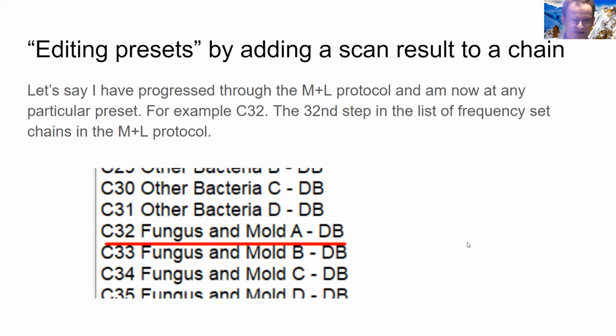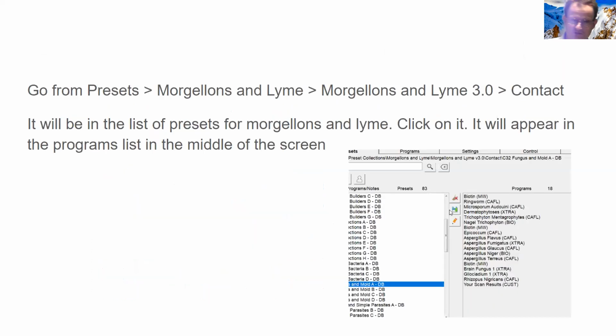So now we're going to look at how I would do something with this. Go from the presets of Morgellons and Lyme to Morgellons and Lyme 3. That's how you get to all of the sets chains within the Morgellons and Lyme protocol. You click on contacts, and you then get this list, which you can now see on your screen. I don't know if you can see my ugly faces in the way, so I'll move that up there. Okay. It's in the list of presets of Morgellons and Lyme.